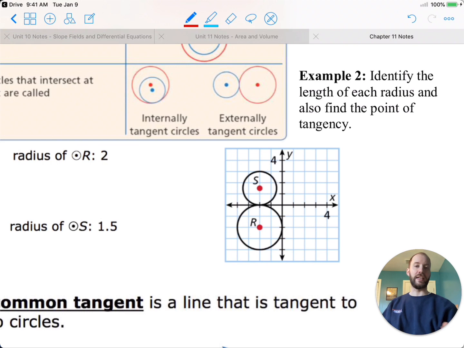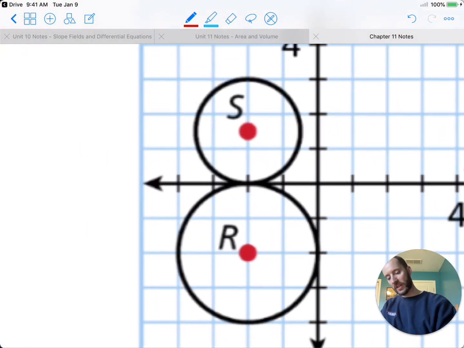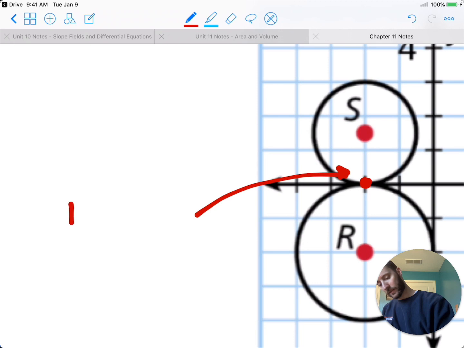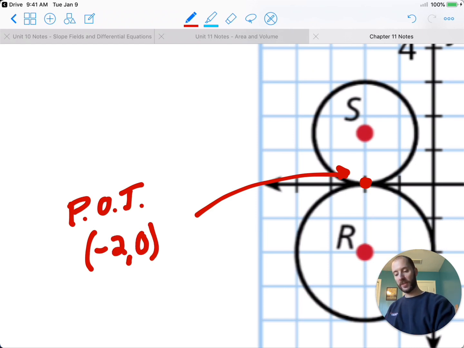So in this graph, identify the length of each radius and also find the point of tangency. So radius of circle R, I already have there, is 2. Radius of circle S, I already have there, 1.5, just count how far it is. But the point of tangency, where they intersect, right there. So we'll say the point of tangency is (-2, 0).